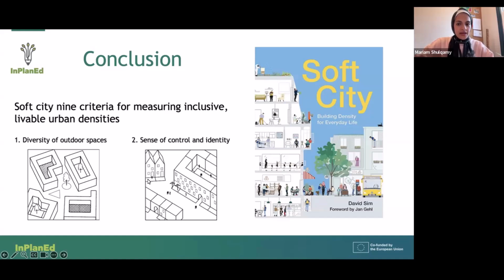In conclusion, inclusive urbanism is not just a trend. It has become a necessity for the future of our cities. By integrating social, spatial, and economic considerations, we can create cities where everyone thrives.